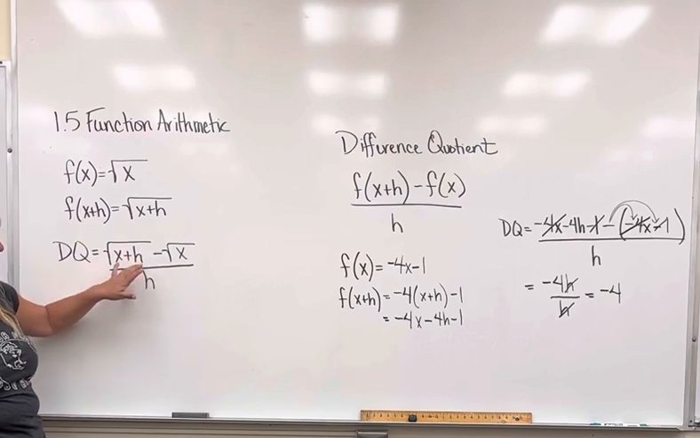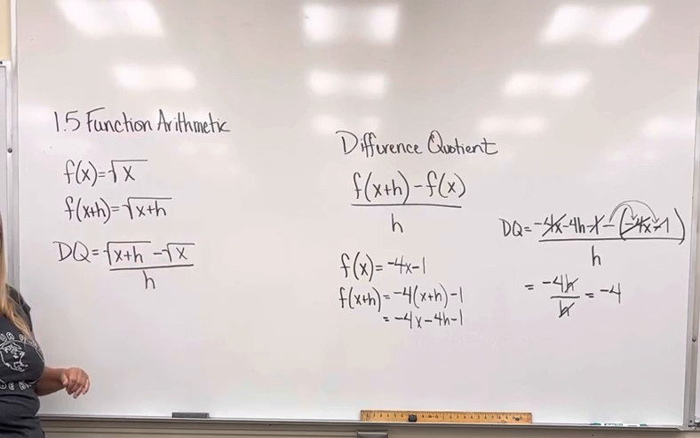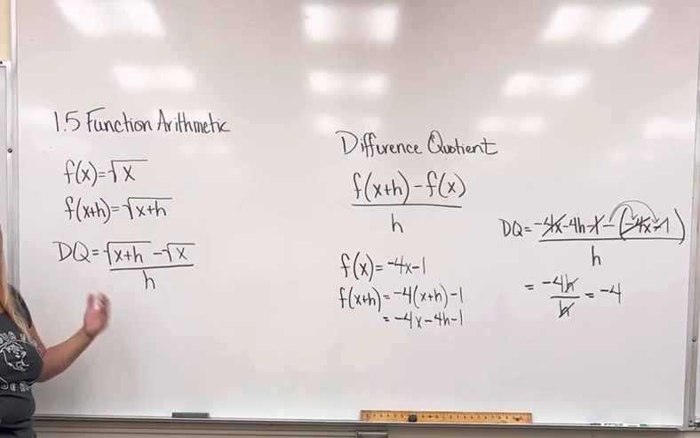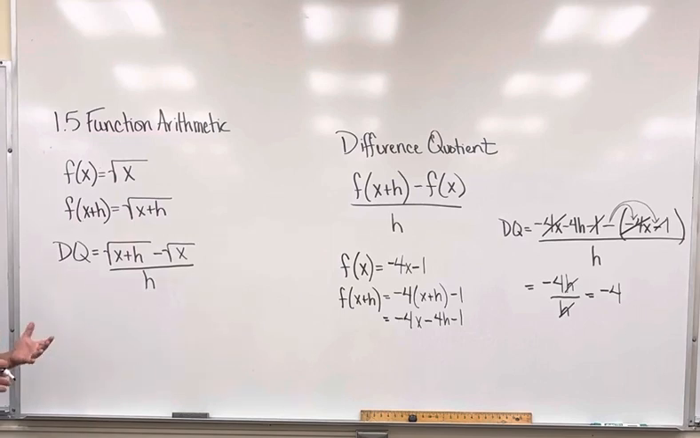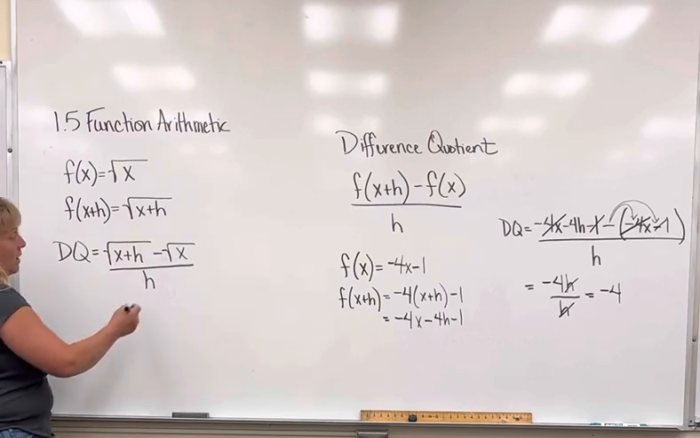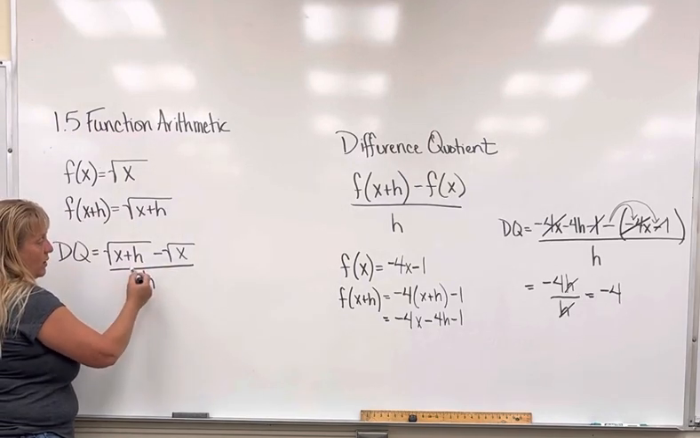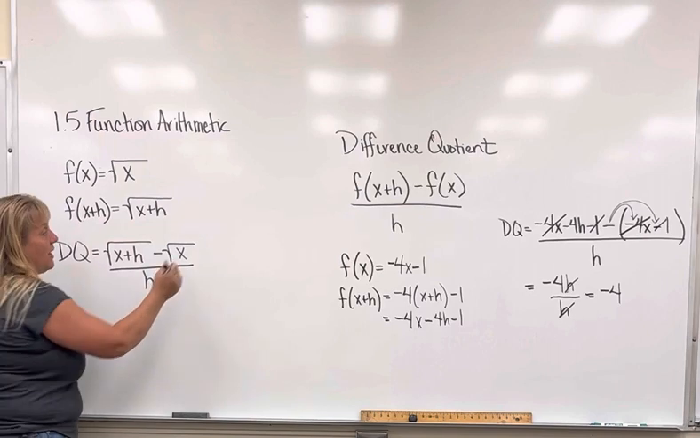And even though it looks simple, it has these two square roots in it, which really are not all that simple. So we want to get rid of the square roots, or we're going to rationalize the numerator. And it's gonna look uglier when we're done, but this is what we're gonna do. So in order to get rid of square roots, we multiply by the conjugate.